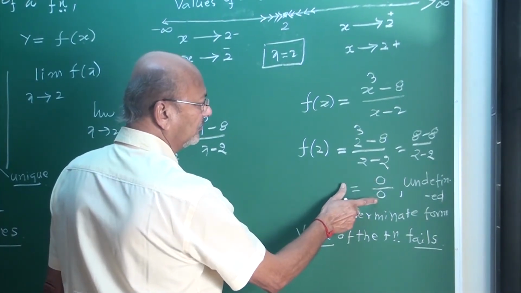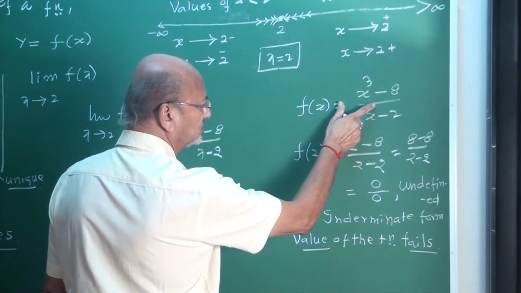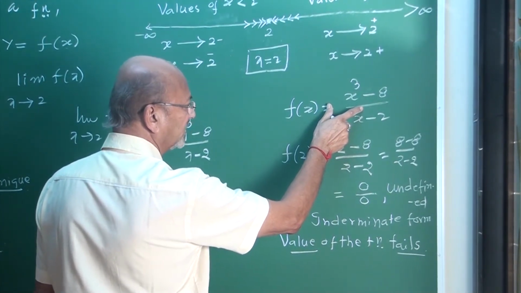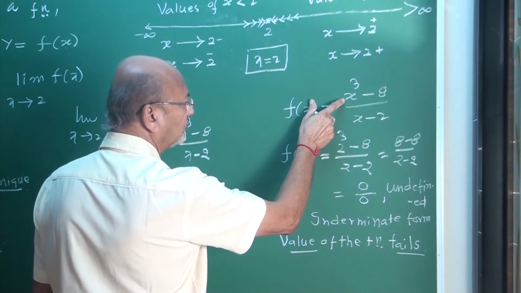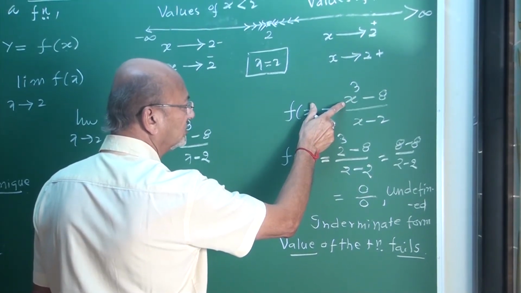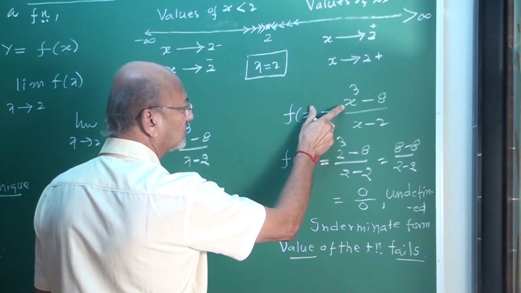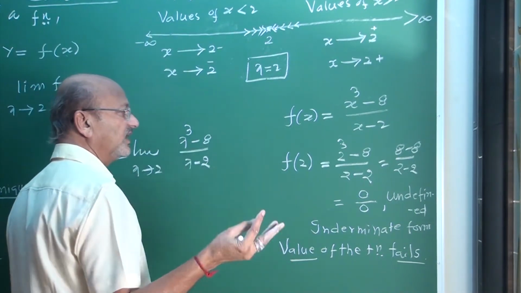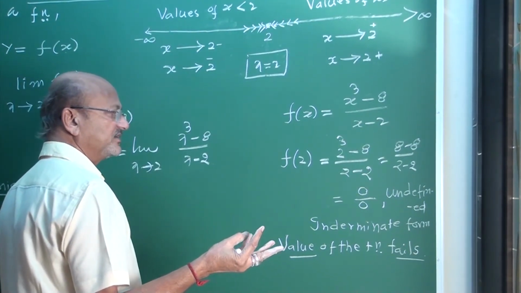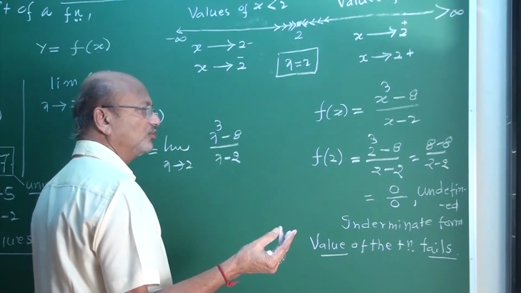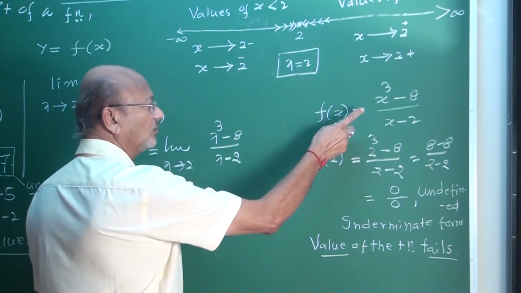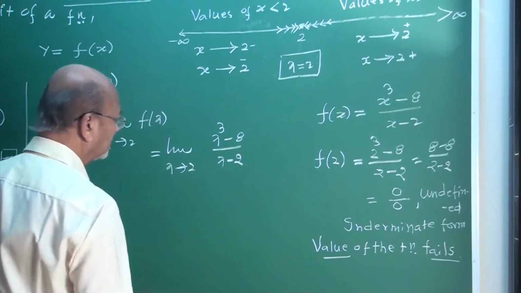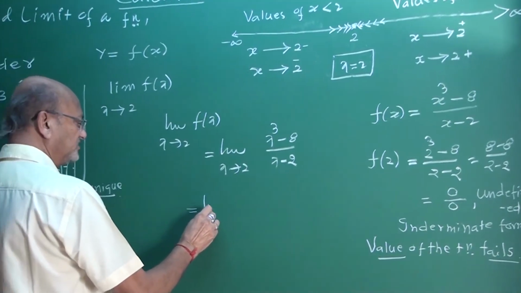change the form of the function by using mathematical techniques such as factorization, rationalization, or a trigonometric formula or any algebraic formula. Either using factorization, rationalization, or use of any formula, algebraic or trigonometric, we must change the form of f(x). In this case, we can change it.